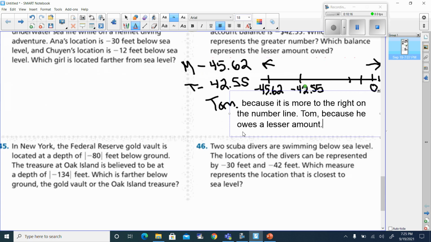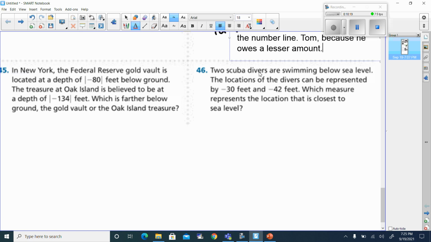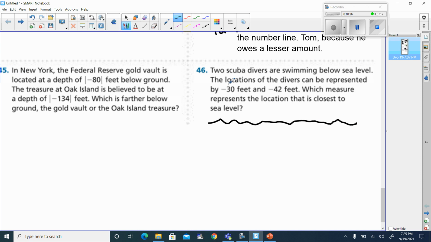All right, let's go to number 46. I believe that's my last one. Two scuba divers are swimming below sea level. All right, let's just put the sea level here. The location of the divers can be represented by negative 30 feet and negative 42 feet. Which measure represents the location that is closest to sea level?